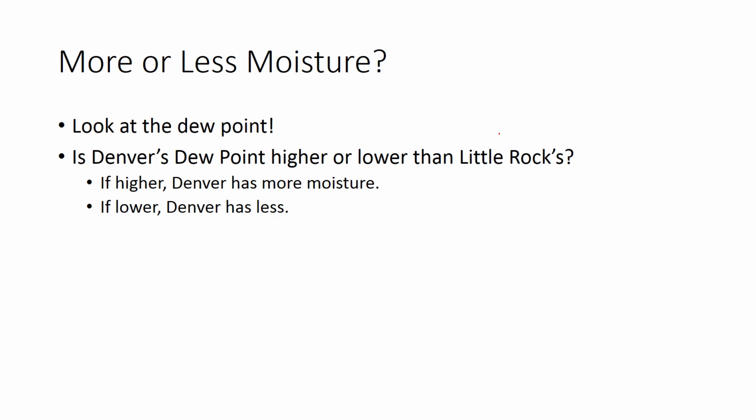In that particular case, Denver would have a higher dew point than Little Rock. So when you are asked this question in the lab manual, do that comparison. Compare the dew point at Little Rock to the dew point at Denver to determine which one has more water vapor. The one with the higher dew point has more water vapor.